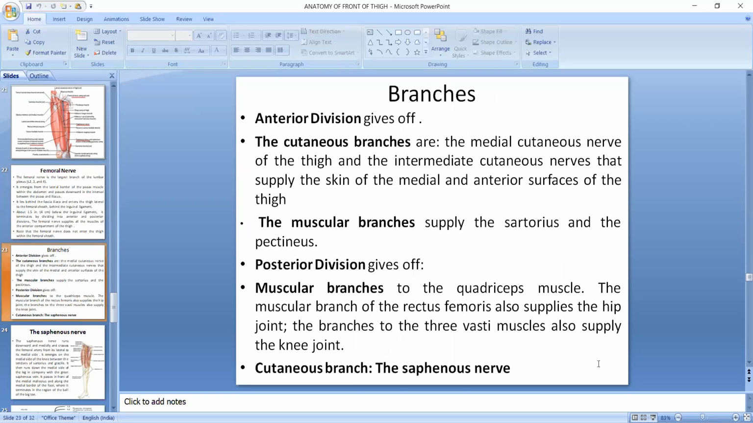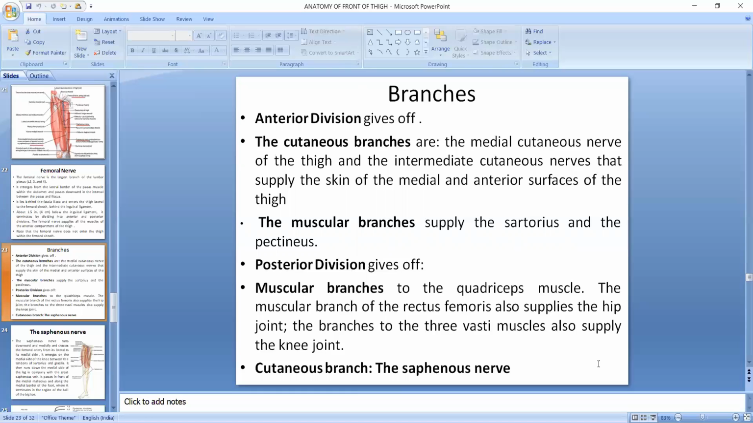Branches. The anterior division gives the cutaneous branches, the medial cutaneous nerve of the thigh and the intermediate cutaneous nerve, that supply the skin of the medial and anterior surface of the thigh. The muscular branches supply the sartorius and the pectineus muscles.